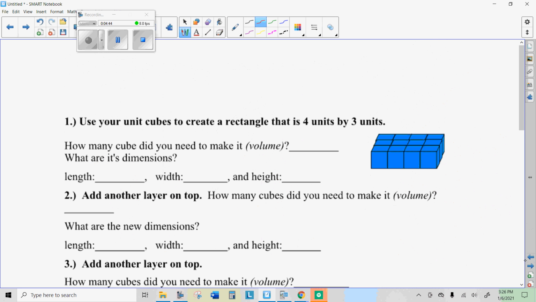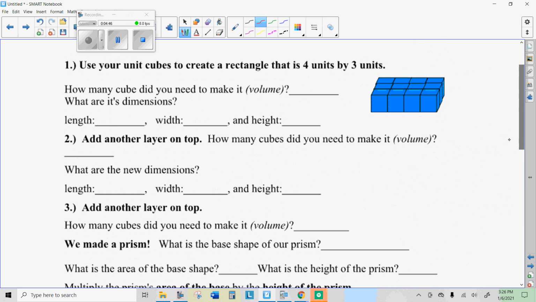All right, so we're going to do this. If you have some unit cubes, you can do it. Otherwise, just think about it. You can see the picture. So how many cubes did you need to make this small prism here? And that's 12. And the length, let's say this is the length this way, so that's 4. The width will be this way, which is 3, and then the height is this way going up, which is 1. Okay, so go ahead and fill in this page.